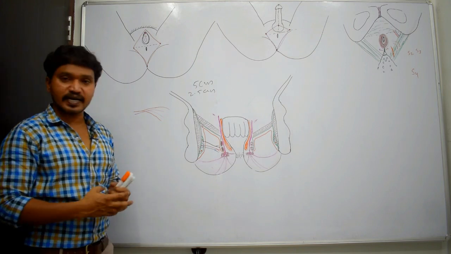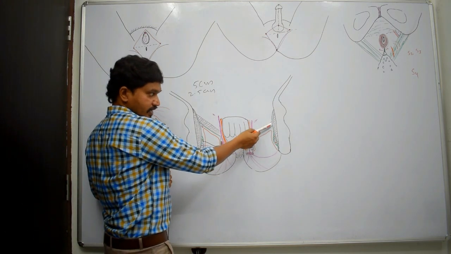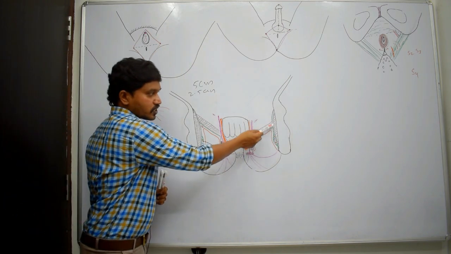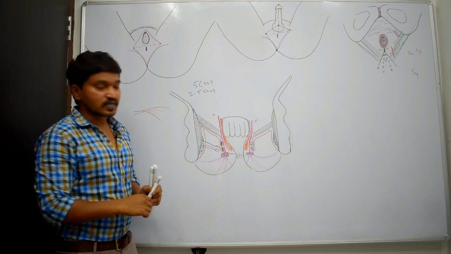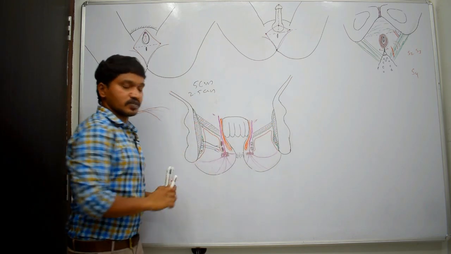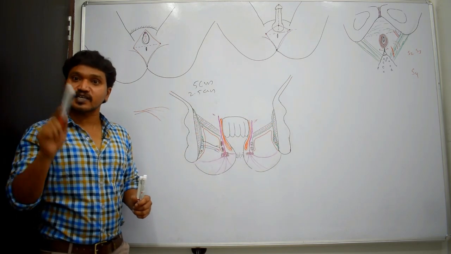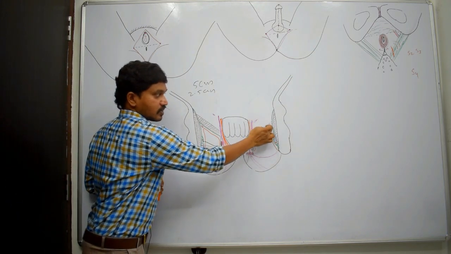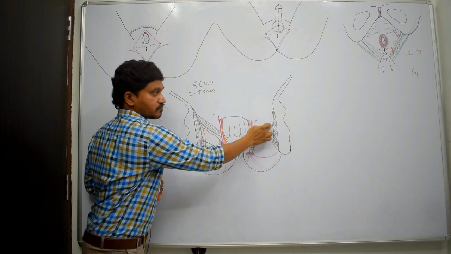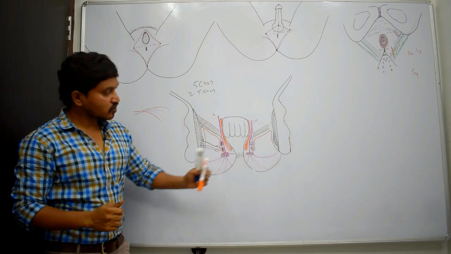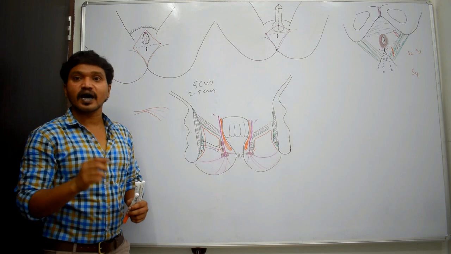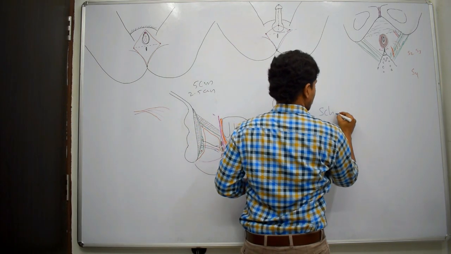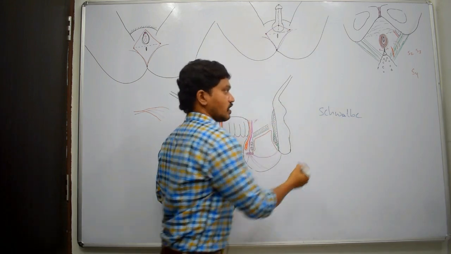Now we will see applied aspects. See here, this is the levator ani muscle. This levator ani muscle takes origin from the obturator fascia. If it fails to take origin from the obturator fascia, what will happen here? There will be a gap, is it? This gap we call the hiatus of Schwalbe.